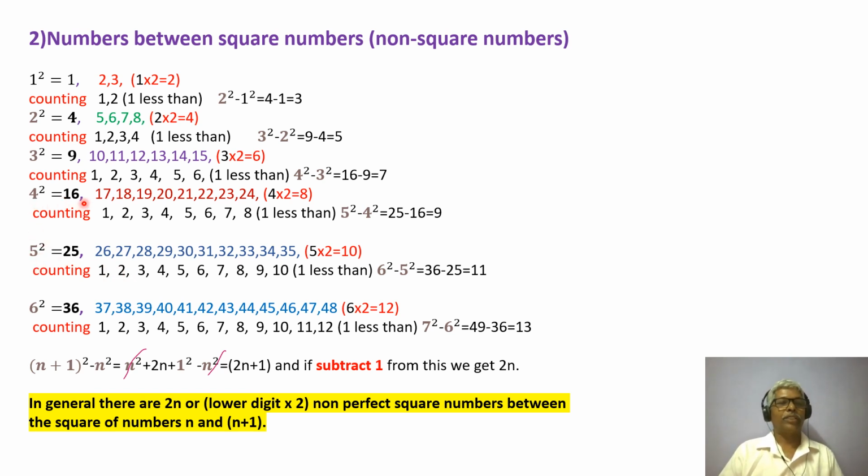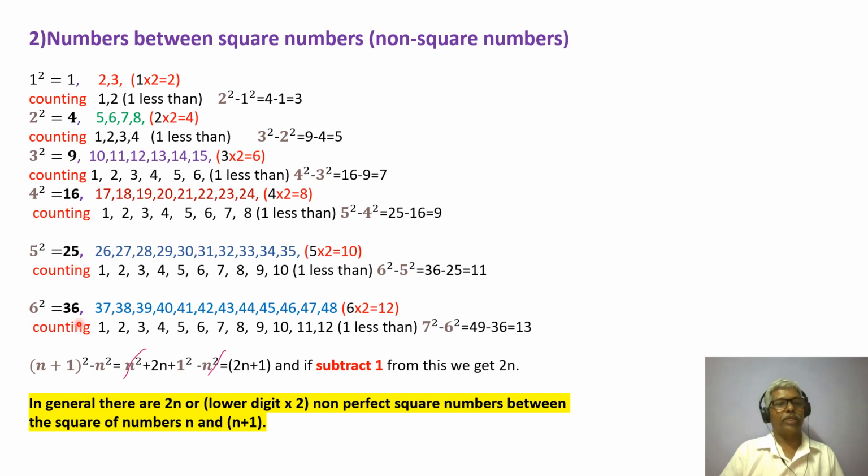This pattern follows again. 4 square is 16 and 5 square is 25. So what are the numbers in between these two? 17, 18, 19, 20, 21, 22, 23, 24. There are 4 into 2, so there should be 8 numbers. Yes, count 1, 2, 3, 4, 5, 6, 7, 8. And also if we carry out this equation, 5 square minus 4 square is 25 minus 16, which is 9. 9 minus 1 is 8. That also satisfies this equation. Let us see one more example. 5 square is 25.